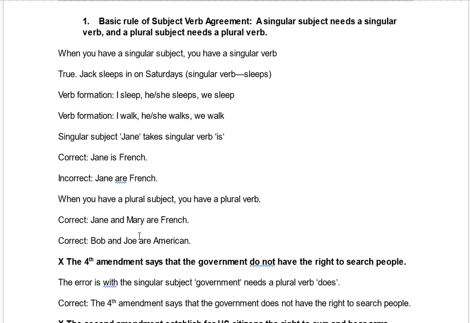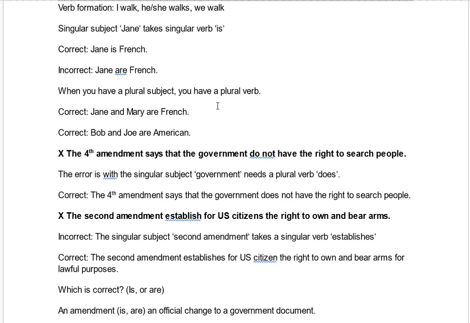Incorrect: Jane are French. When you have a plural subject, you have a plural verb. Jane and Mary are French. Bob and Joe are American. Here you have something wrong.